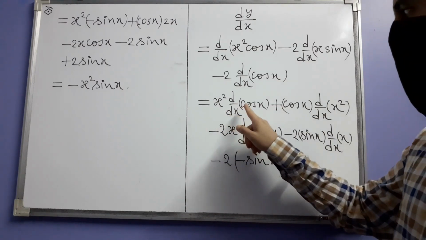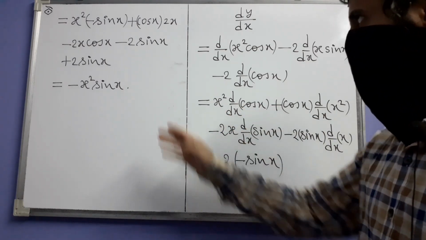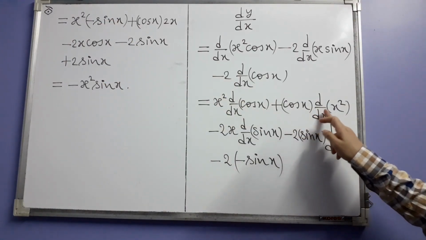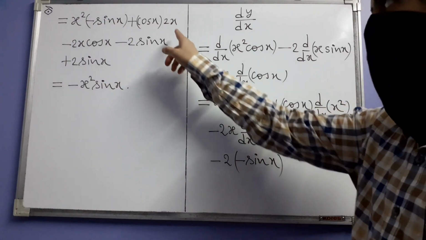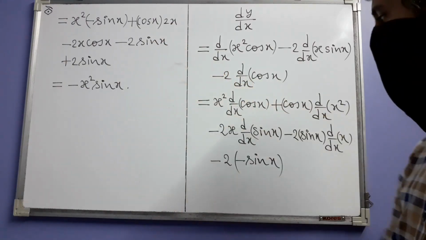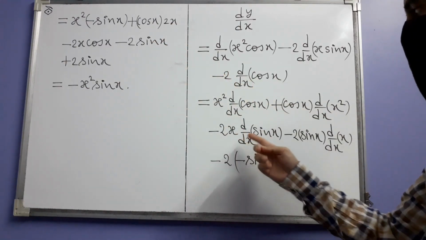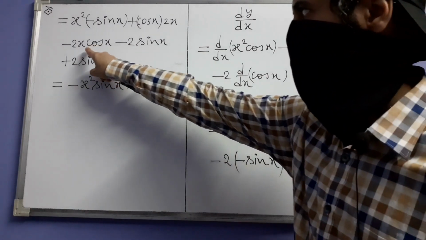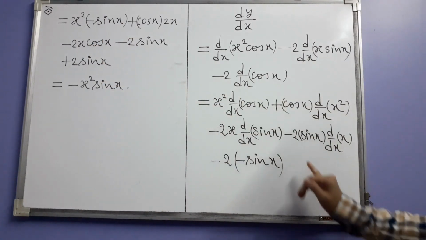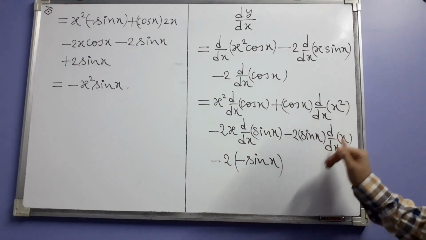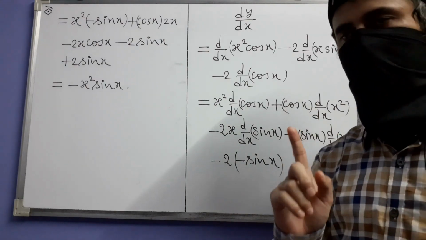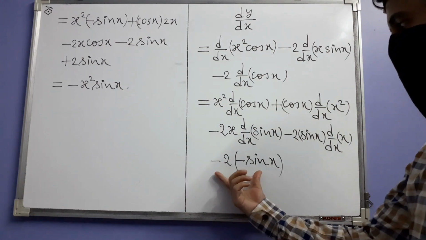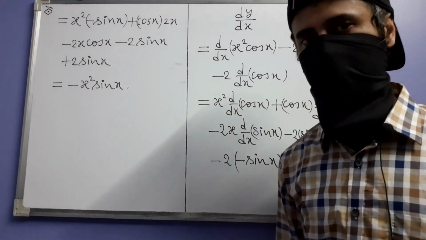So x square times ddx of cos x, which is minus sin x, plus cos x times ddx of x square by the power rule is 2x, minus 2x times what is the derivative of sin x? It is cos x. So minus 2x cos x, minus 2 sin x times ddx of x is 1. So this is minus 2 sin x, and minus 2 times minus sin x is plus 2 sin x.